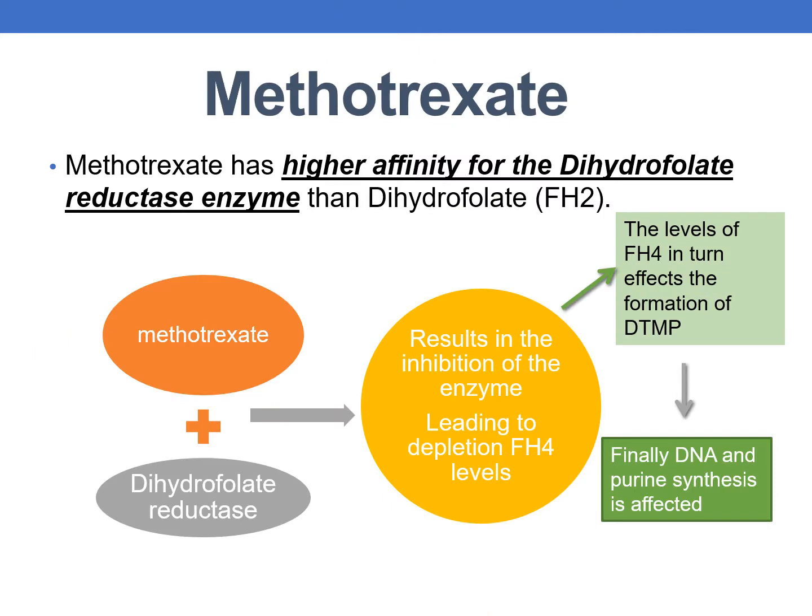Coming to the drugs, methotrexate. Methotrexate has a higher affinity for dihydrofolate reductase enzyme than the dihydrofolate itself. So this methotrexate reacts with dihydrofolate reductase and thus results in the inhibition of the enzyme, leading to the depletion of FH4 levels, that is tetrahydrofolate levels. And the levels of tetrahydrofolate in turn affect the formation of dTMP. And finally, the DNA and purine synthesis are affected.